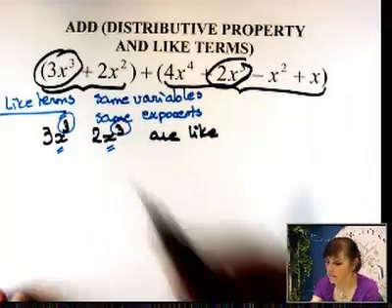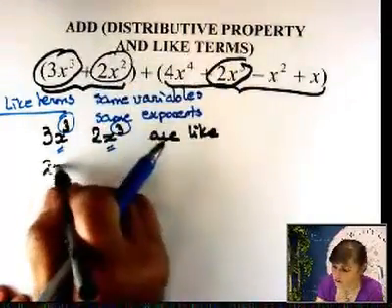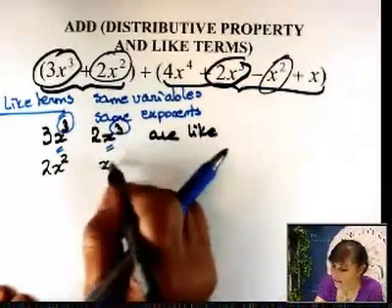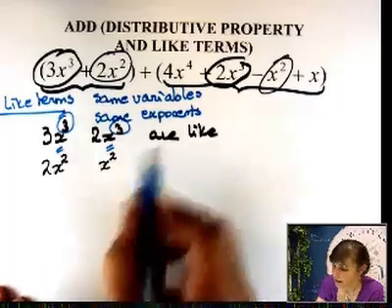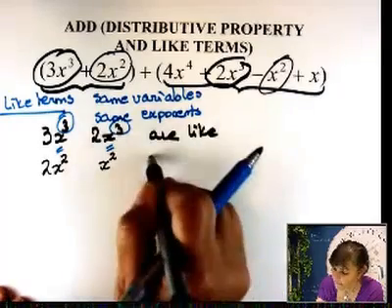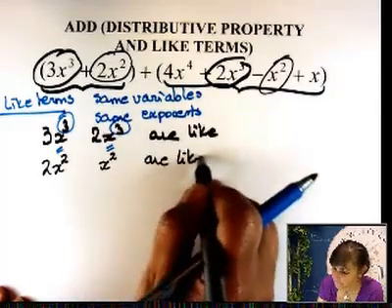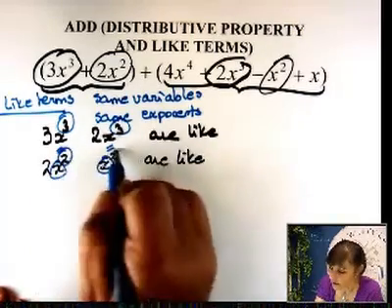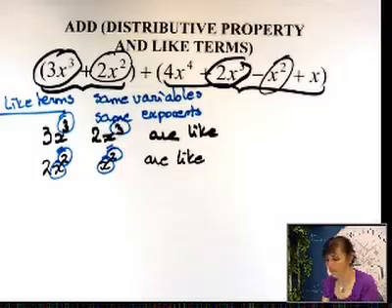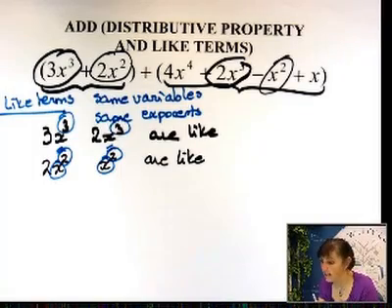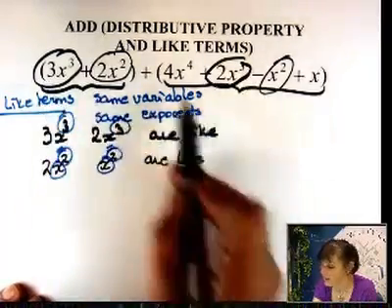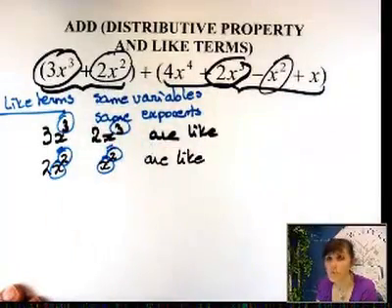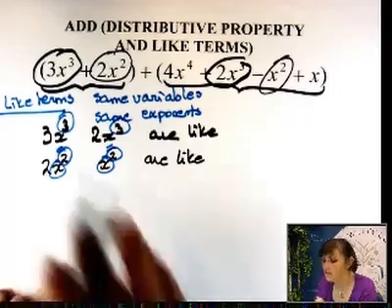Okay, let's look at the other one. Let's look at this one. 2x squared and x squared are like. Why? Because you have x and square. It doesn't matter what's in front of them. Okay? Is there anything else that's like in this group? There is no 4 here, and there is no x to the 1 here. So pay attention to that, okay? So these two are like.